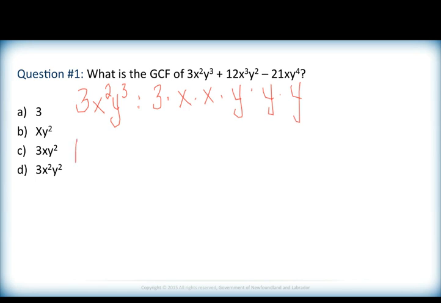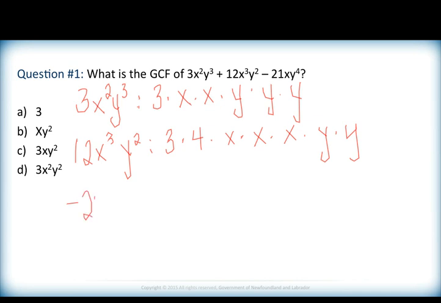And we're going to do the same thing for 12x cubed y squared. So we're going to keep it as a factor of 3. So it's 3 times 4 times x times x times x times y and times y. And our last one there is negative 21x y to the 4. So it's negative 3 times 7 times x, and then we have 4 y's.